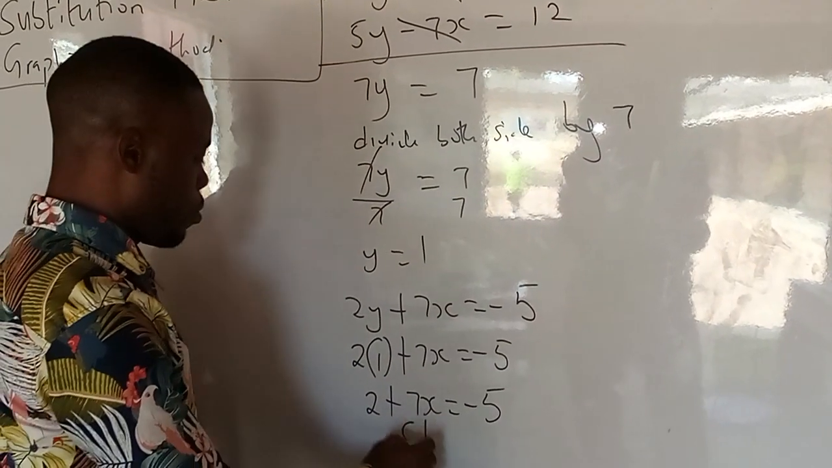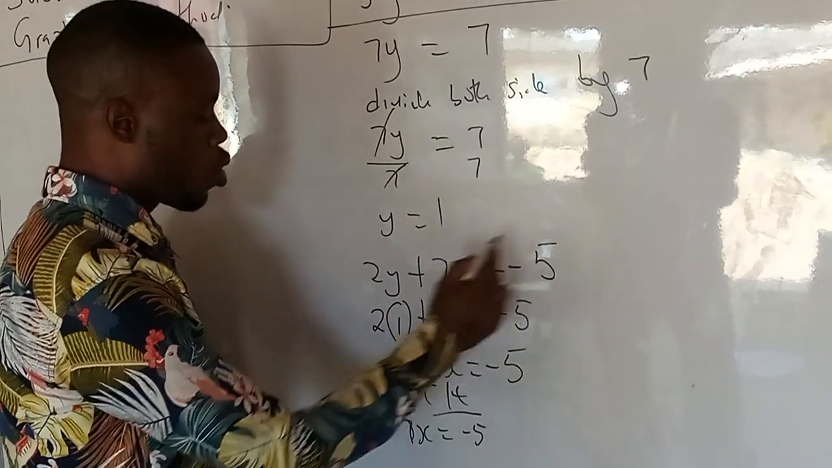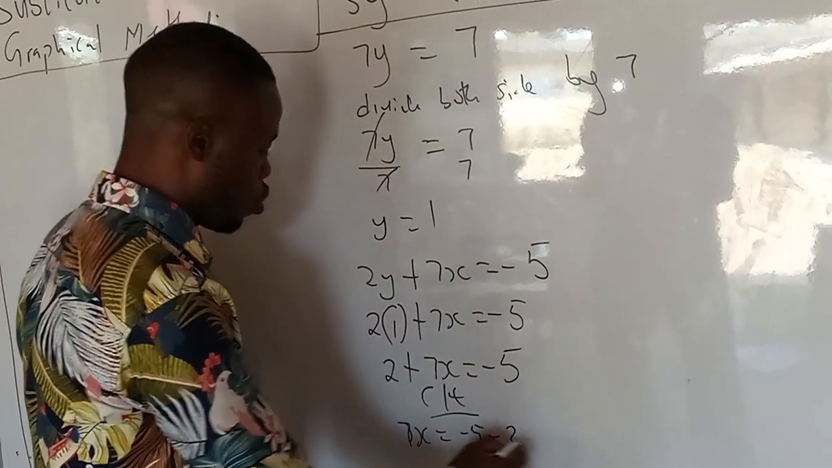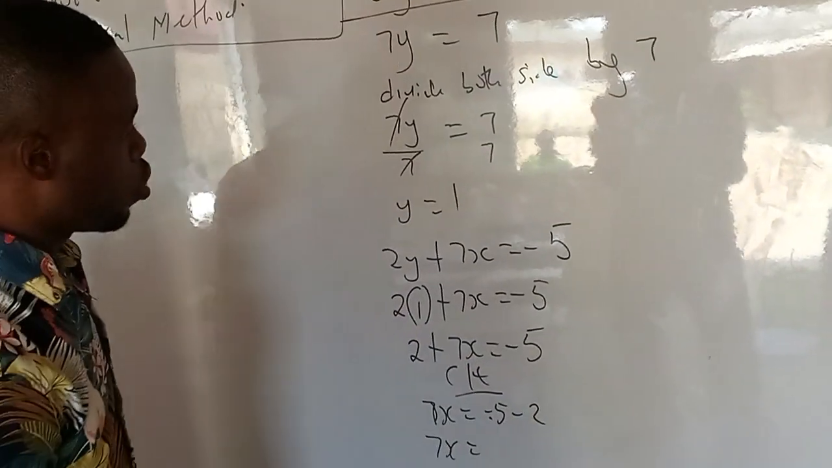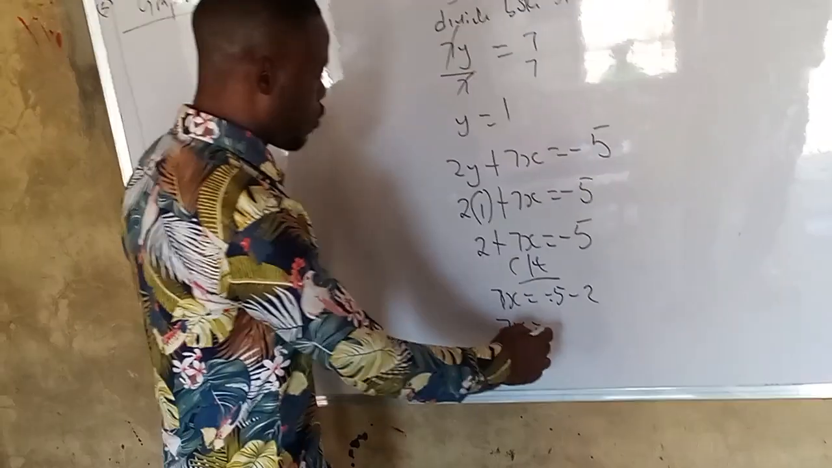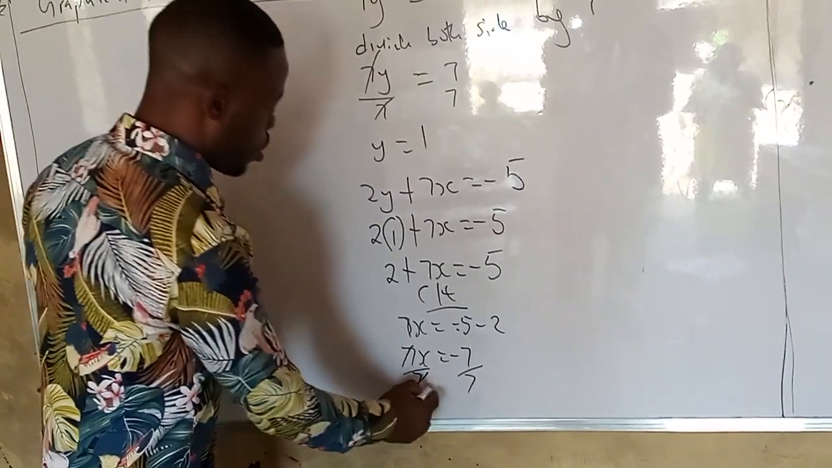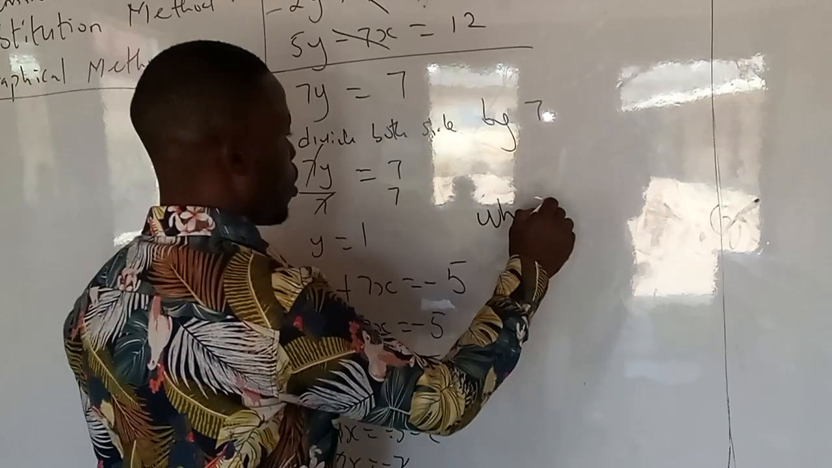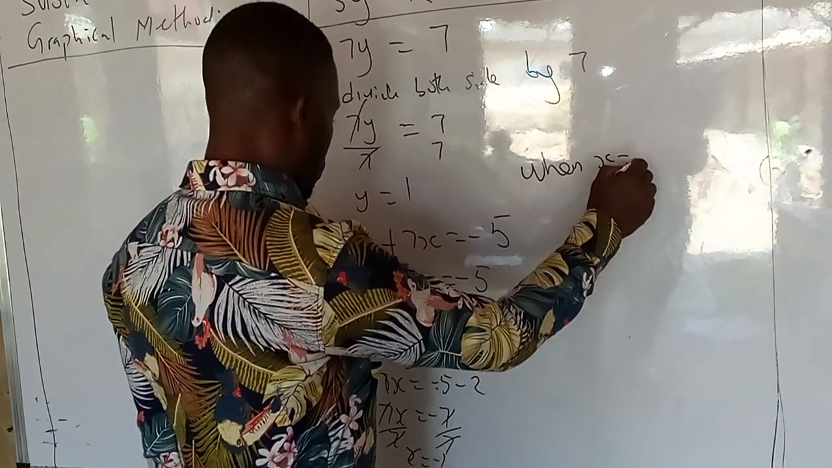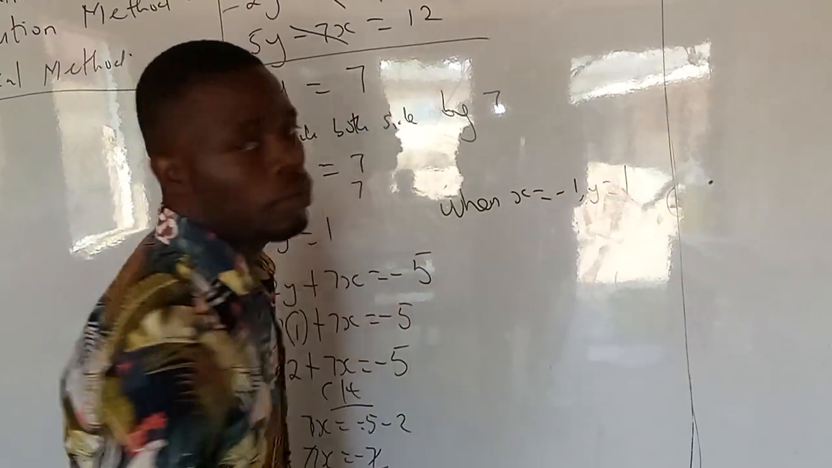So I'm going to collect like terms. 7x is equals to minus 5. This 2 will cross over to this part, becomes minus 2. So you have 7x is equals to minus 5 minus 2 will give you minus 7. Okay, so we are going to divide both sides by 7. This cancels this. X is equal to minus 7 over 7, which is minus 1. So when x is minus 1, y is equals to 1.